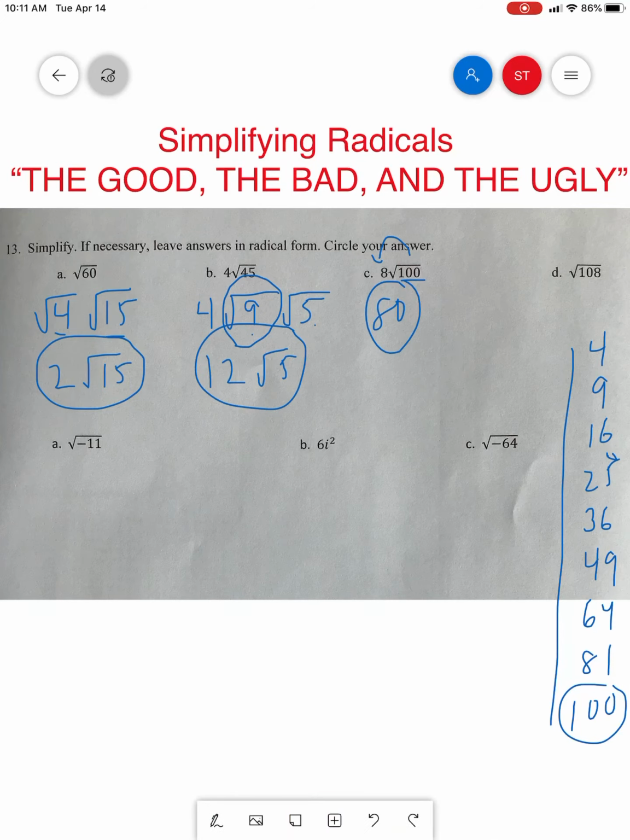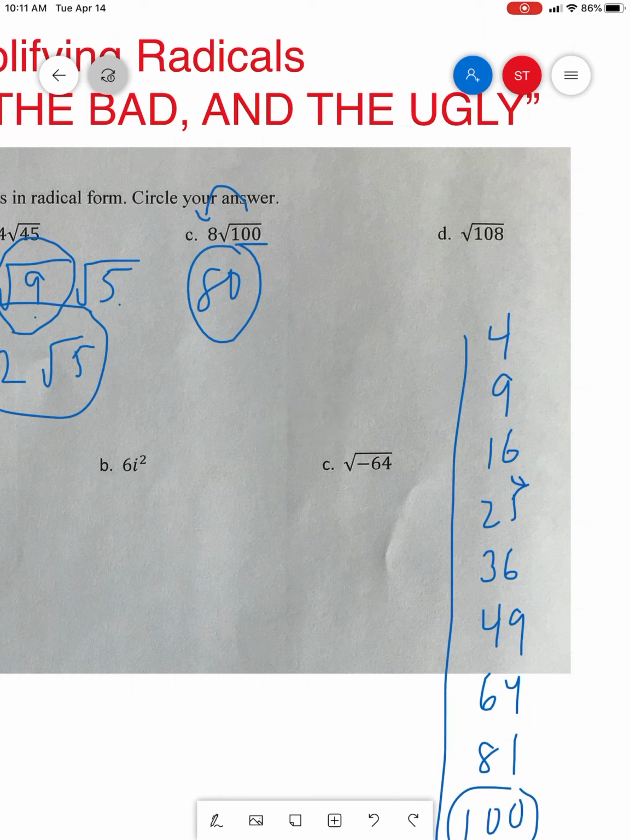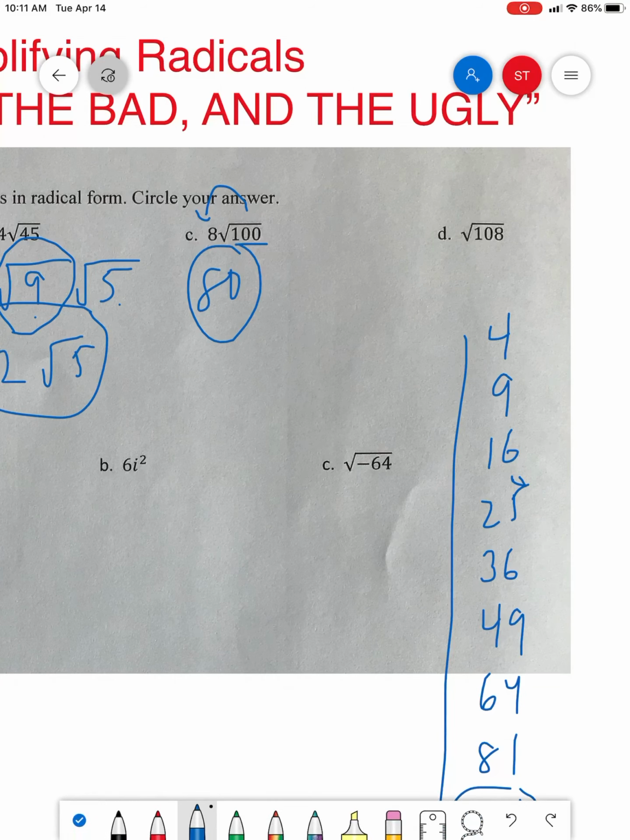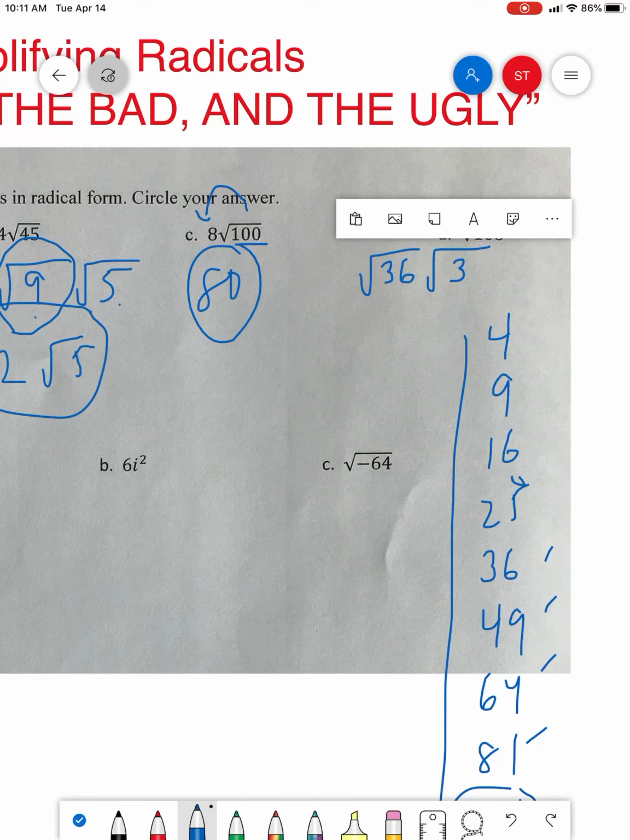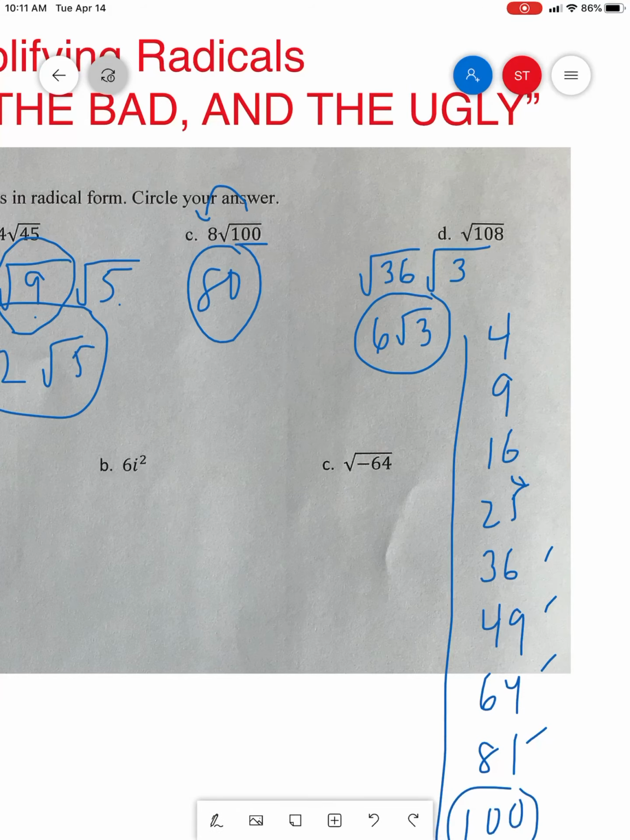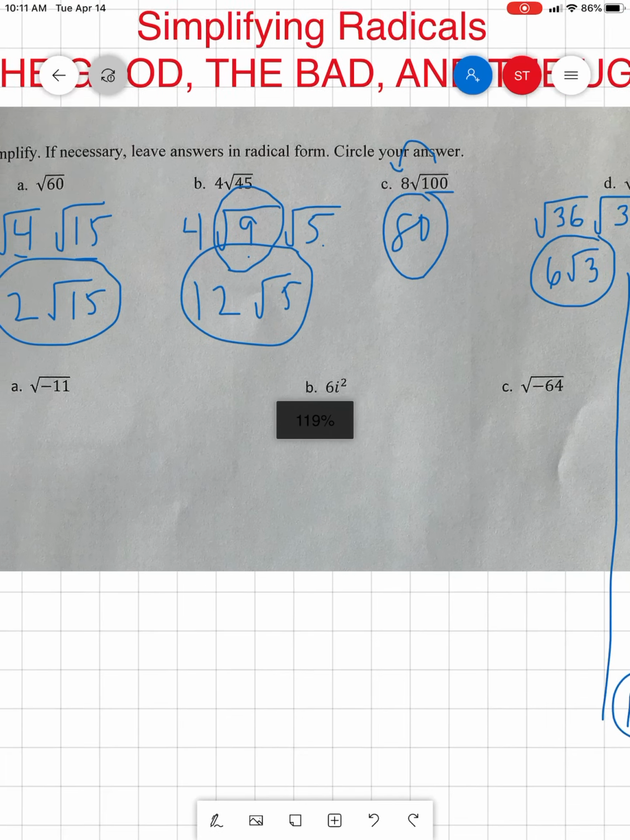Okay, how about this one here? Let me slide over. We got to simplify square root of 108. So the good and the bad. Now I've done enough of these where I could tell 36 goes into 108. If you're not sure, just test each of these numbers until you hit one that goes in evenly. 36 times what? 3. So what's the square root of 36? 6. And then bring that radical 3 down. There's your answer. So that's basically it.